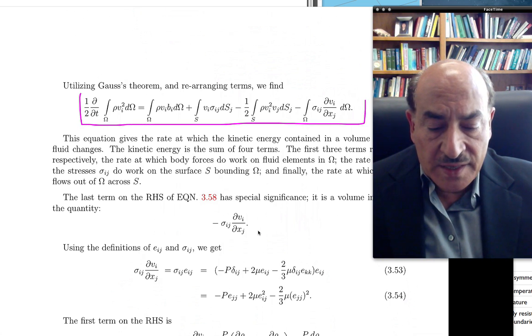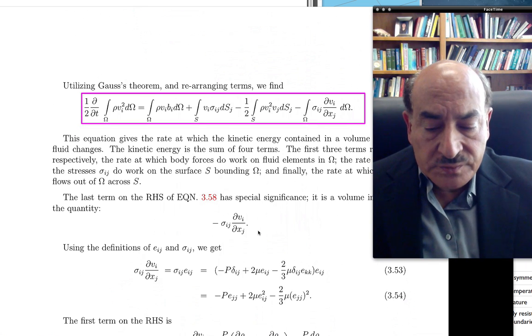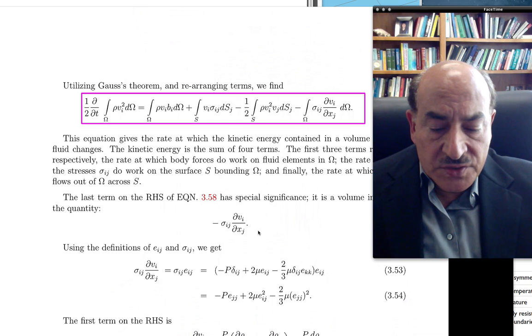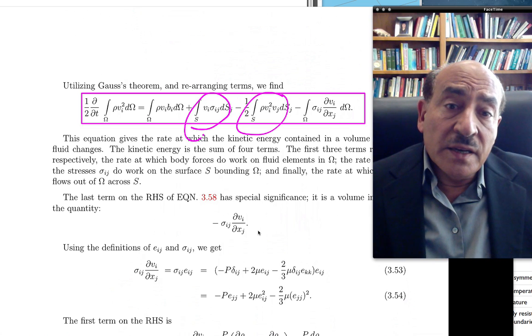I'm going to highlight it, in which we have a surface term here and a surface term here, replacing the volume terms.